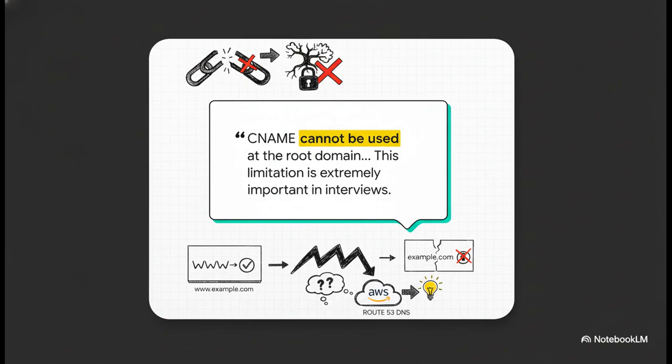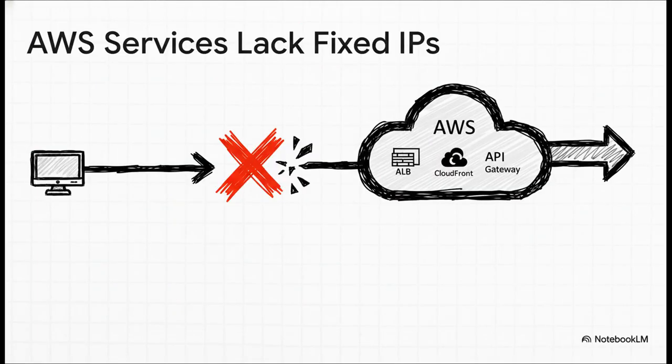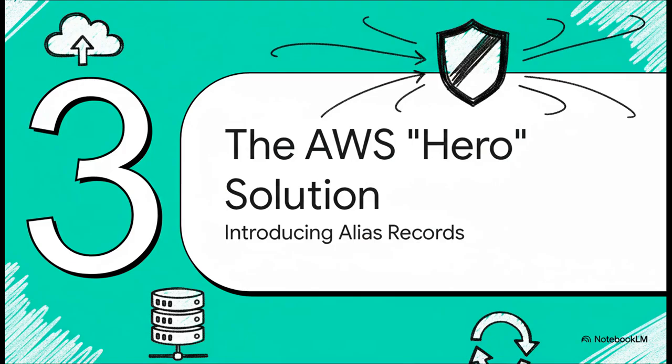It has massive implications. Okay, so why is this one little rule such a headache inside the AWS world? It's because the coolest, most powerful AWS services, your application load balancers, your CloudFront distributions, your API gateways, they don't give you a static IP address. They give you a DNS name that you have to point to. So if you want your main website, example.com, to point to your load balancer, what do you do? An A record won't work because the IP can change, and a CNAME record is forbidden. You're basically stuck. Or are you?